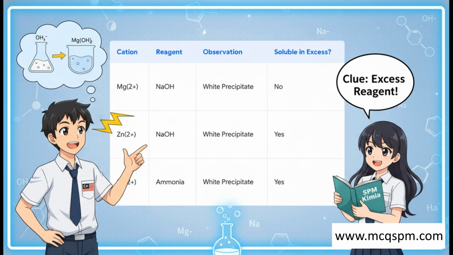The trick is the next step. We add excess reagent, and look what happens. The zinc precipitate dissolves, it vanishes, but the magnesium one, it stays solid. That right there is our game-changing clue.